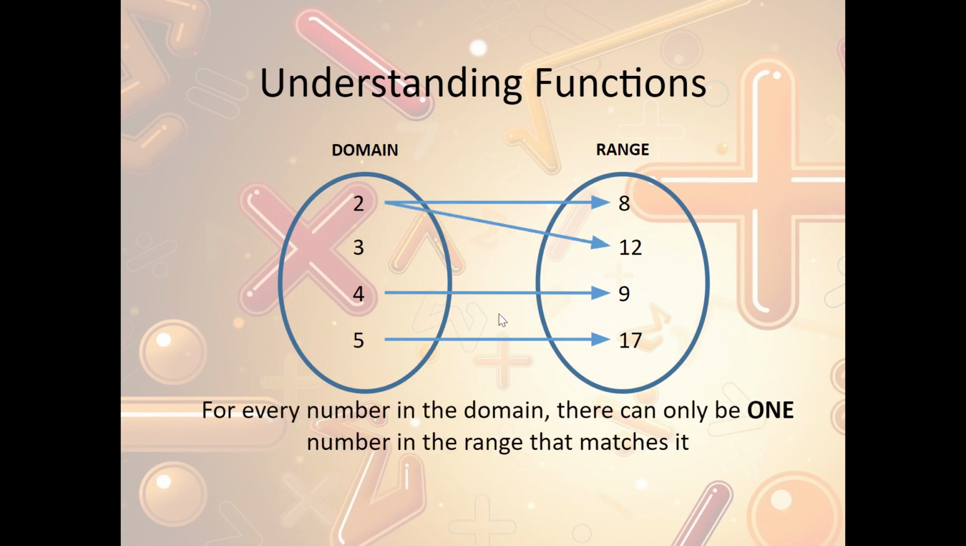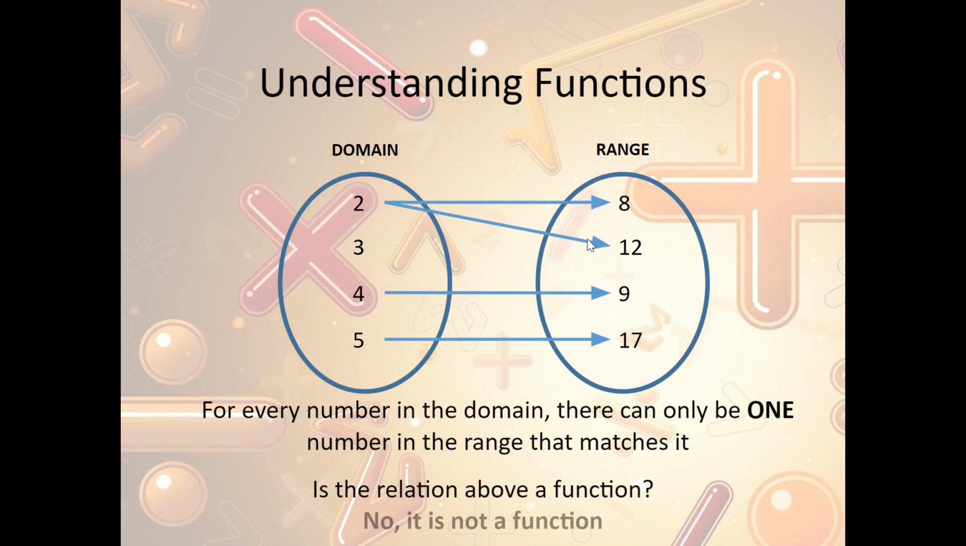Let's look at another example. We have a domain here. And notice now, the question is, is this a function? We have the domain here and the range here. And notice 2 is mapped to both 8 and 12. So therefore, this is not a function because 2 is mapped to 2 different places.